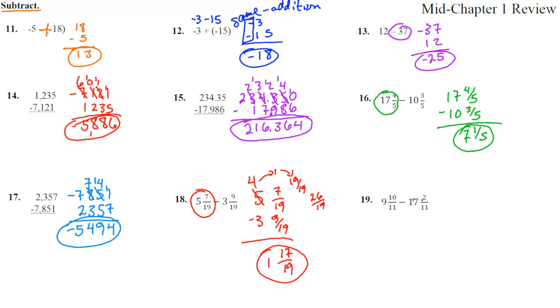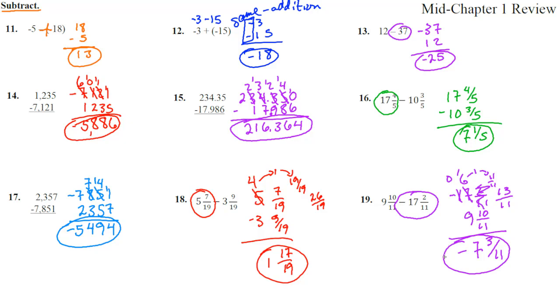9 and 10 elevenths minus 17 and 2 elevenths. The strongest one is this guy, so we're going to put him on top, 17 and 2 elevenths. And the positive one is 9 and 10 elevenths. 2 minus 10, nope, that's too small, so we borrow. There's a 1. It comes out with 11 elevenths, so that makes 11 and 2, that's 13 elevenths is what we really have there. 13 elevenths minus 10 elevenths is 3 elevenths. 6 minus 9, nope. 16 minus 9 is 7. And the strongest one is negative, so negative 7 and 3 elevenths. Good.